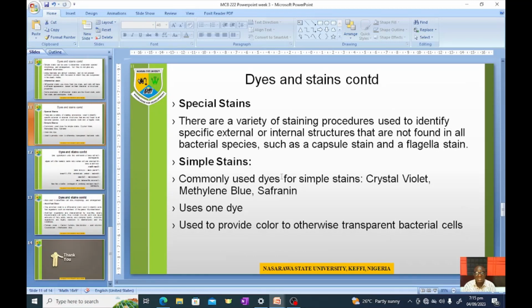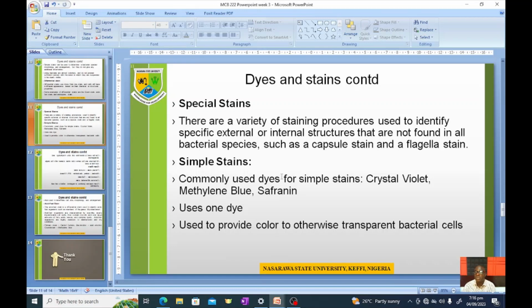Special stains are the last of what we will consider under the classification of stains. There is a variety of staining procedures used in identifying specific external or internal structures that are not found in all bacterial species, such as the capsule stain and the flagellar stain. As said earlier, not all bacteria are encapsulated, and so when you want to demonstrate whether or not a bacterium has a capsule, special stains are needed.